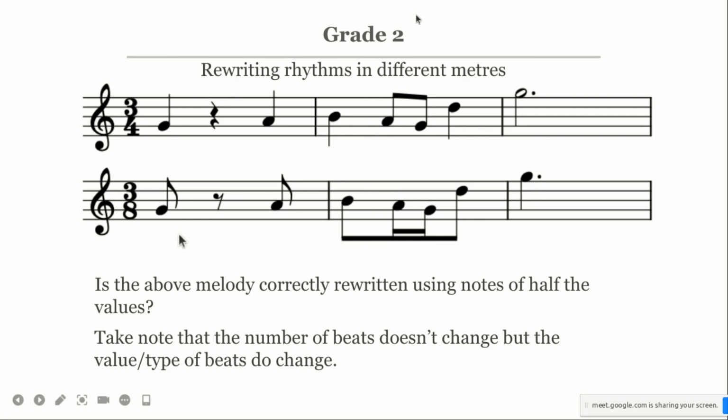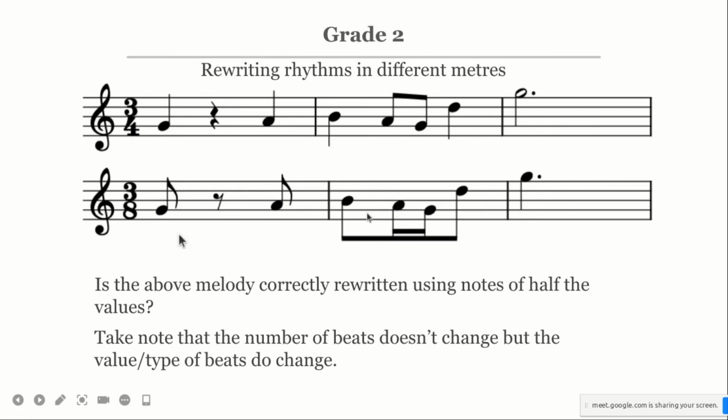So you'll be given a score like the one you see above. In 3/4, you're told to rewrite in 3/8. All you have to ask yourself is, is the beat doubling or halving? So this is a crotchet, and now my beats are becoming quavers. So everything needs to be halved. And you can see how everything is halved and it fits perfectly. Every bar is complete because you did the right thing.